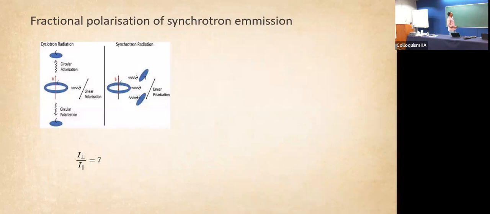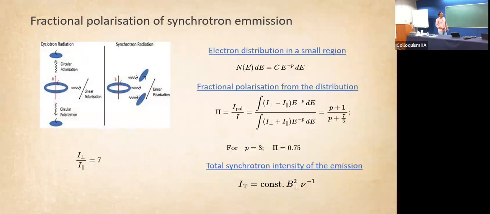In the cyclotron radiation, we have both linearly polarized light and circularly polarized light. Linear polarization comes in the direction perpendicular to the magnetic field, and in the direction parallel to the magnetic field, it emits circular polarization. Whereas in the synchrotron radiation, the light is predominantly linearly polarized. One can do the calculation as given in Rybicki and Lightman, and they show that the intensity emitted in the direction perpendicular to the magnetic field is seven times the energy in the parallel direction. So it will have a very high degree of polarization.